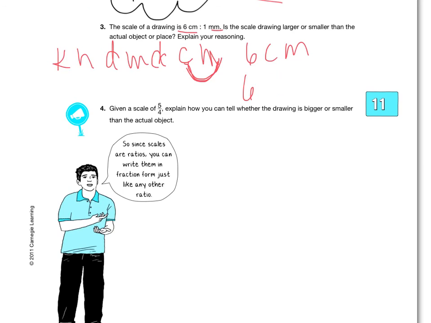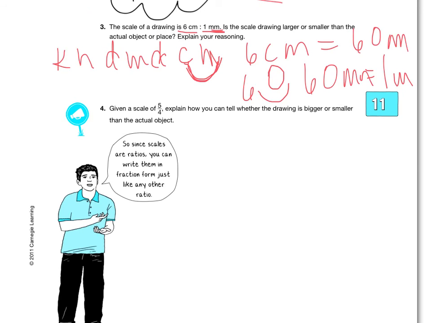Zoop! Zoop! You know what zoop is? Moving the decimal. Zoop! Here we go. We have our eggs in the basket. Put a 0. So 6 centimeters to 1 millimeter. If I'm going to change 6 centimeters to millimeters, it means that 6 centimeters is equal to 60 millimeters. So 60 millimeters equals 1 millimeter.